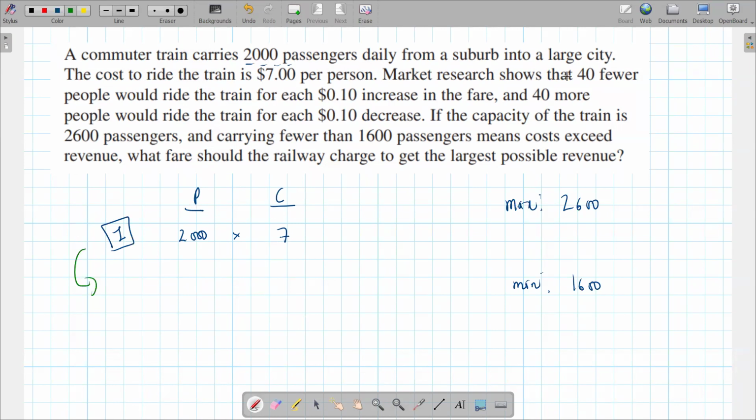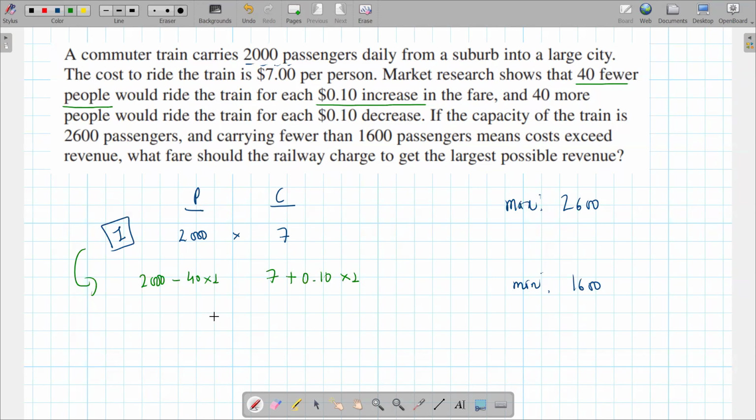Let's do this statement. 40 fewer people. Actually, let's first talk about the money. Let's say the fare goes up by 10 cents once. What is the new fare? $7.10. So it'll be 7 plus 0.1 times 1. This is 1 increase of the fare. How many passengers do we get? 2,000 minus 40 times 1, right?